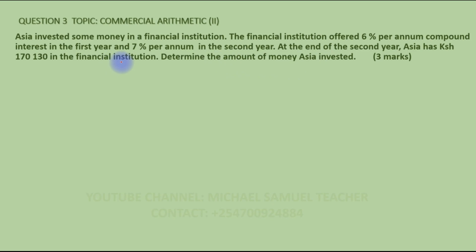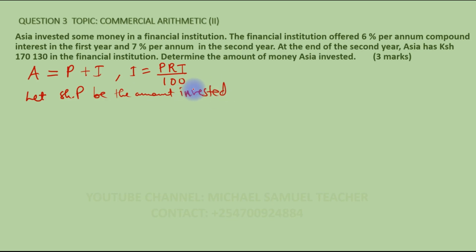So we can see that Asia invested for 2 years, but the rate is not the same. In the first year it is 6% per annum. In the second year it is 7%. But we note that the total amount after the 2 years will be given by principal amount plus the interest, whereby interest is normally given by principal amount times the rate times time all over 100. But in this case, we don't know the amount that he had invested, so we can say let P be the amount invested.